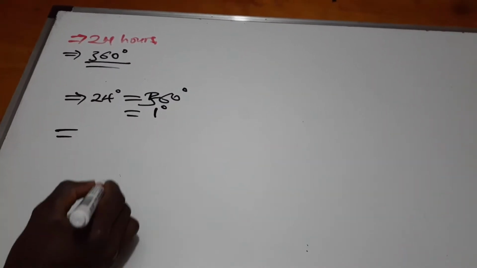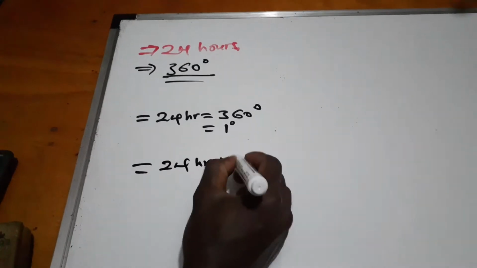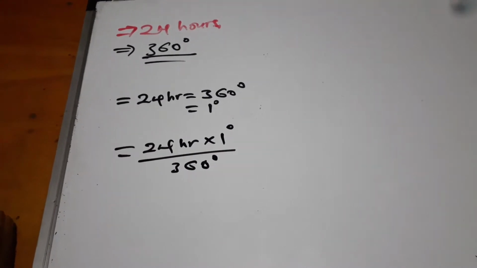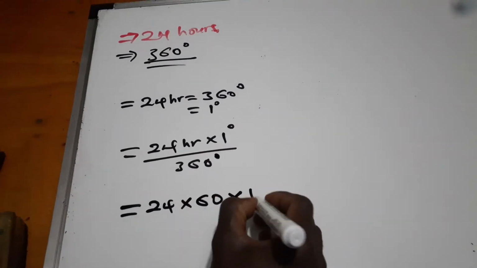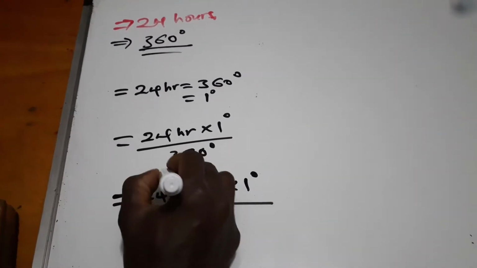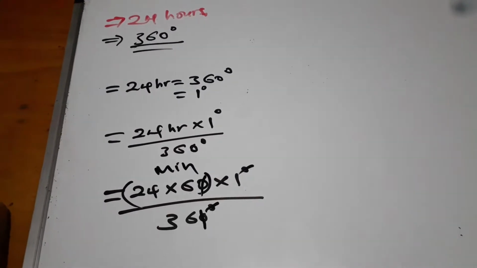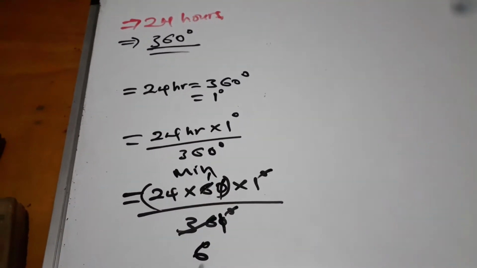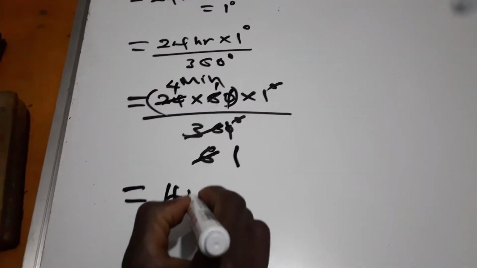So we're going to cross multiply. This is equivalent to 24 hours times 1 degree over 360 degrees. Let's change these hours into minutes, so it will be 24 hours multiplied by 60 times 1 degree over 360 degrees. So this one is in minutes. The degree will cancel, and then the zero will cancel, and dividing by 6 we get 4. So this is equivalent to 4 minutes.